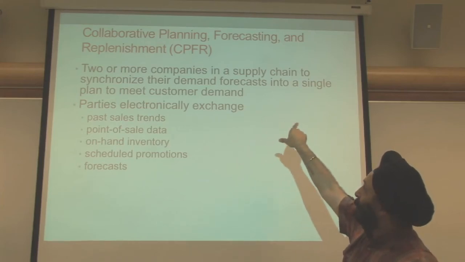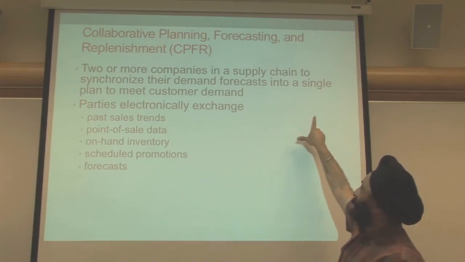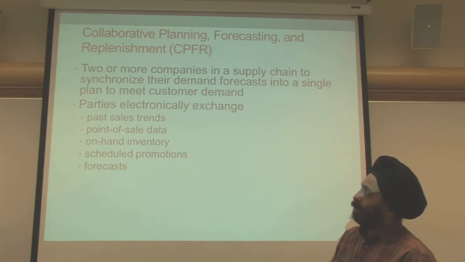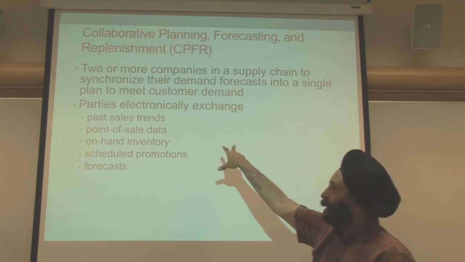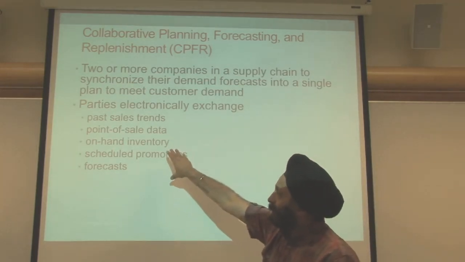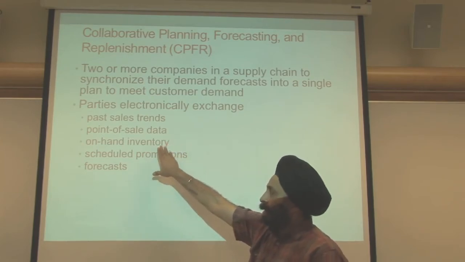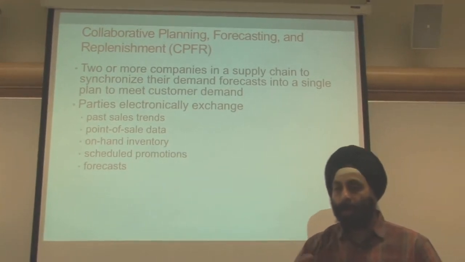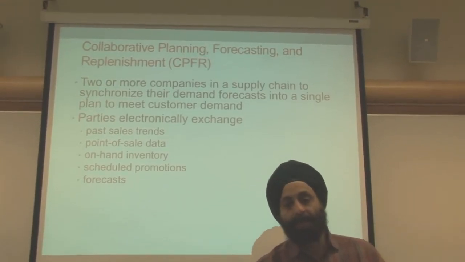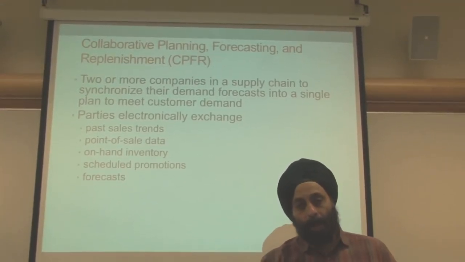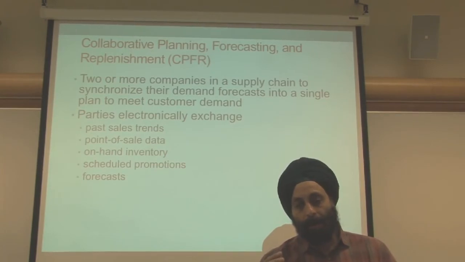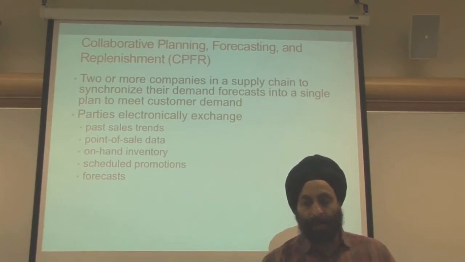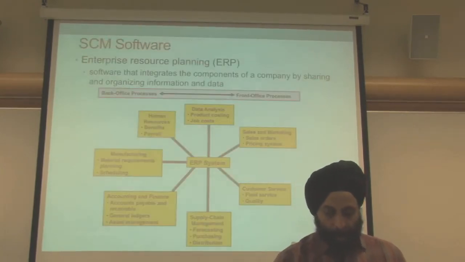Two or more companies in a supply chain synchronize their demand forecast in a single plan to meet customer demand. So parties electronically exchange past sales trends, point of sale data, on-hand inventory, and scheduled promotion forecasts, so that they can work hand in hand so the maximum amount of product can be sold to the right customer at the right time in a collective.